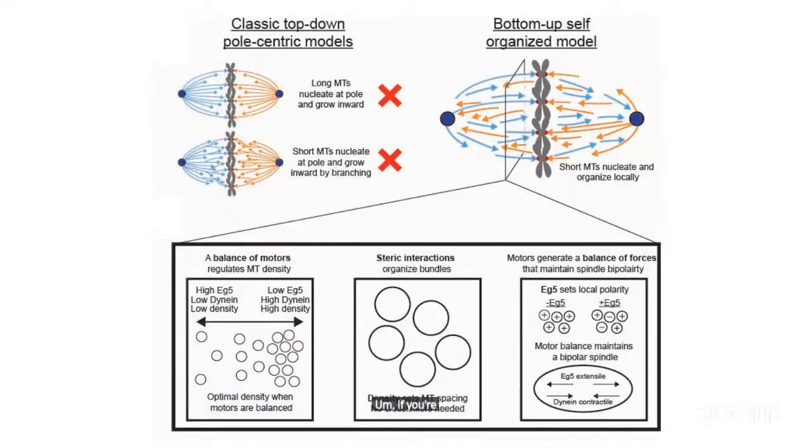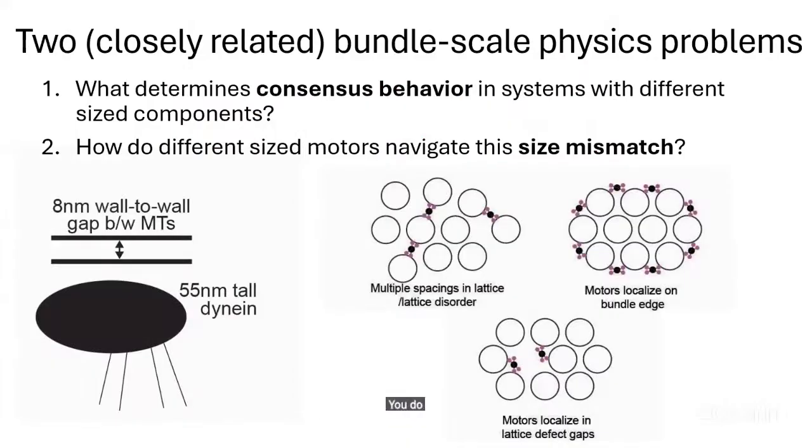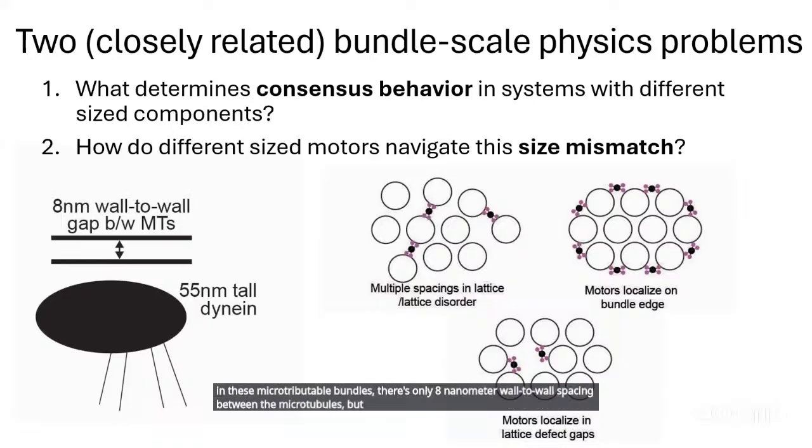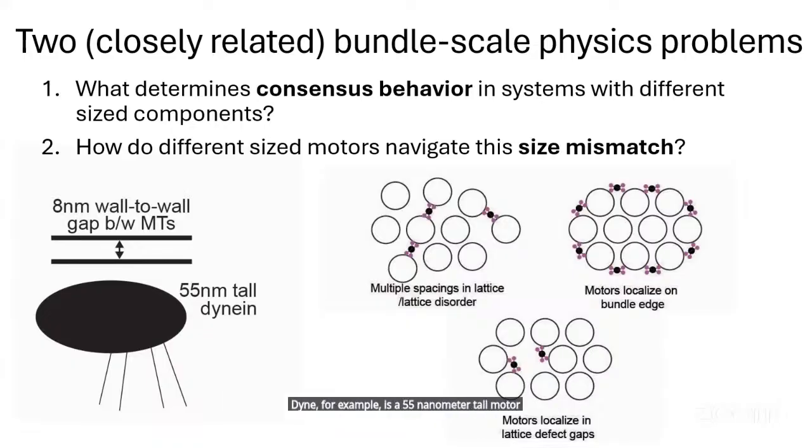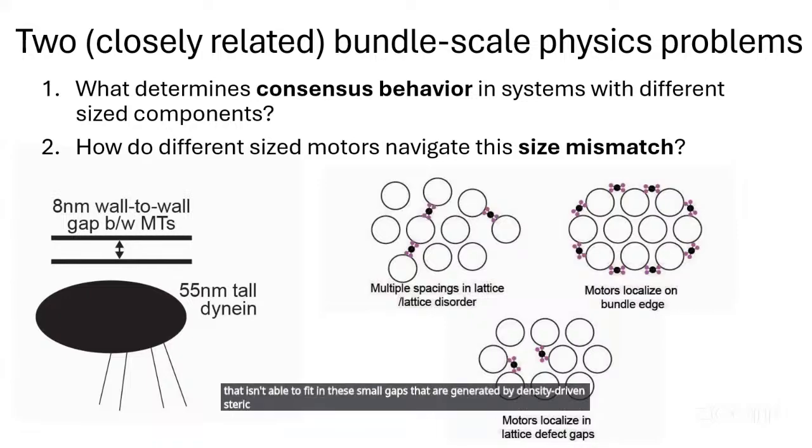If you're carefully doing math, you do see there's a key geometric problem here, which is that in these microtubule bundles, there's only 8 nanometer wall-to-wall spacing between the microtubules, but both EG5 and dynein are too large to fit in those gaps. Dynein, for example, is a 55 nanometer tall motor that isn't able to fit in these small gaps that are generated by density-driven steric interactions in the microtubules.